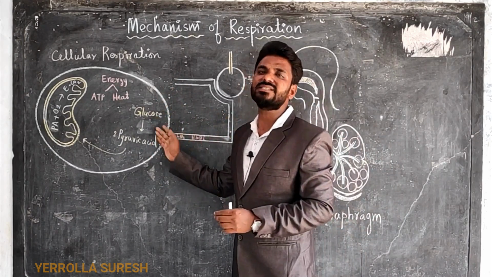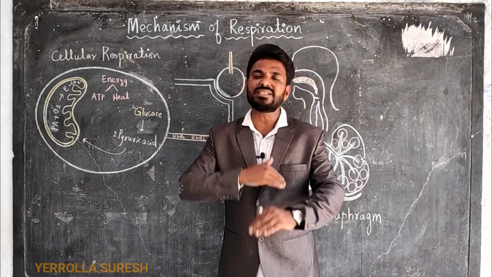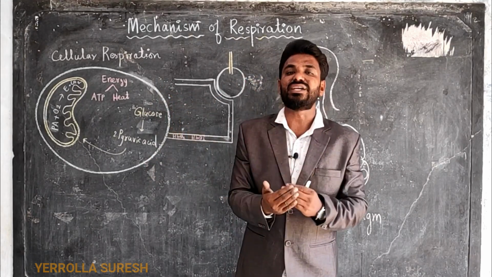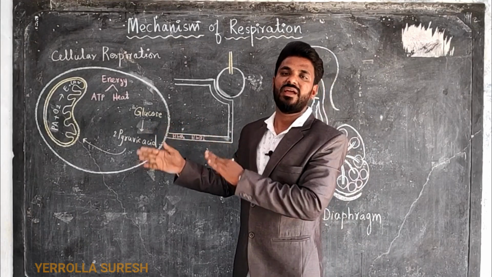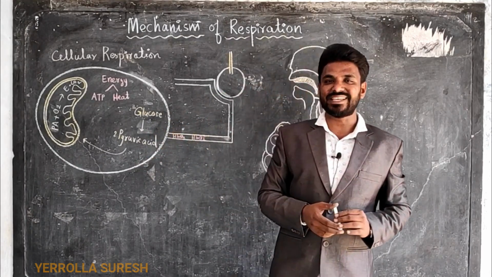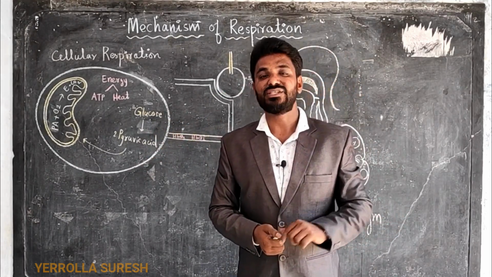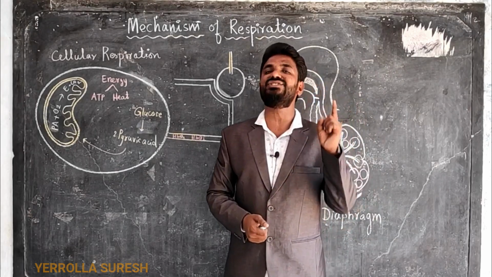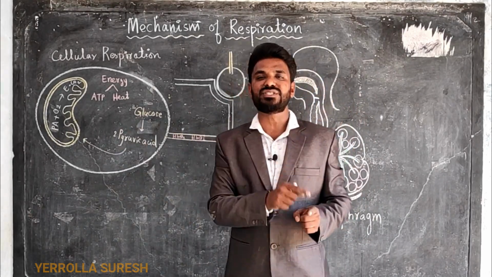So, the blood releases oxygen into the cell and the cell releases carbon dioxide into the blood. This is exchange of gases at tissue level. And the final, fifth stage is cellular respiration. Cellular respiration is a very essential step of the entire process of respiration.